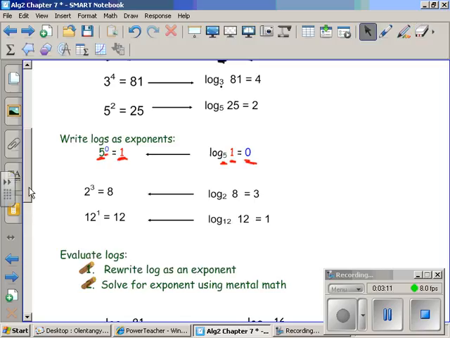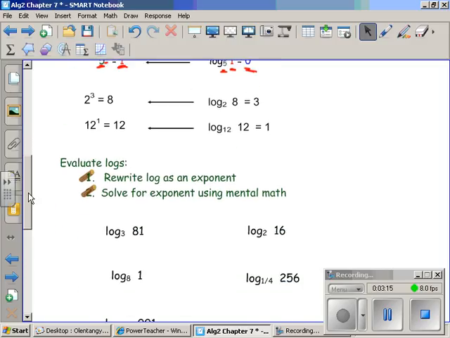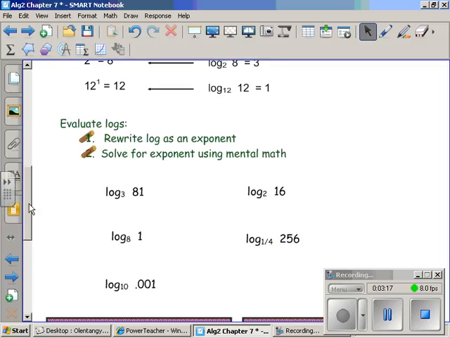Okay, so that's writing logs as exponents, exponents as logs. What if we are going to evaluate logs? And that means find an answer. Okay, remember that the answer to any log problem is an exponent. So I'm going to set this equal to x, all right, because that's what I'm looking for. And then, step 1, rewrite the log as an exponent. So I'm going to rewrite this like we did up here as 3 to the x equals 81.